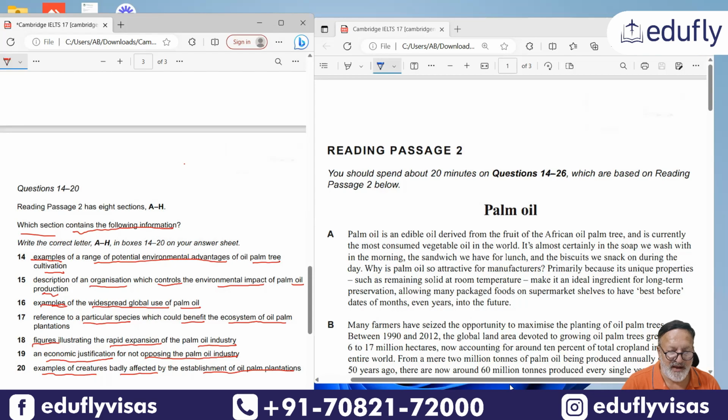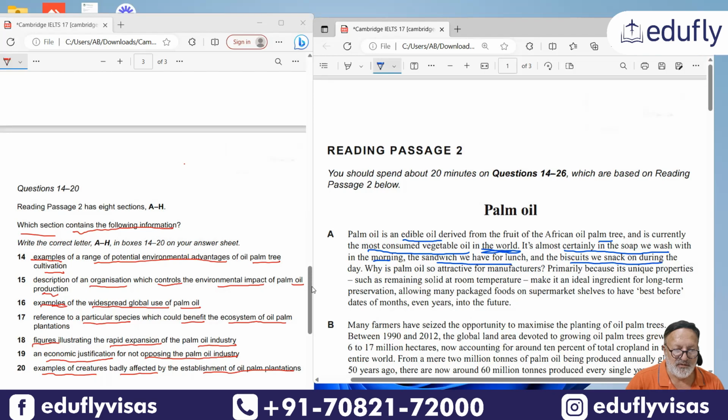Okay. So here again, palm oil is an edible oil derived from fruit of this, and is currently the most consumed vegetable oil in the world. So world, there was something about widespread global use. So it is almost certainly in the soap we wash with in the morning, and it's in the sandwich we have for lunch, and the biscuits we snack on during the day. So why is it so attractive for manufacturers? Now it is present, examples of palm oil being present in soap and sandwiches and all that.